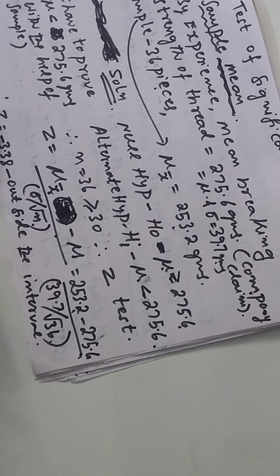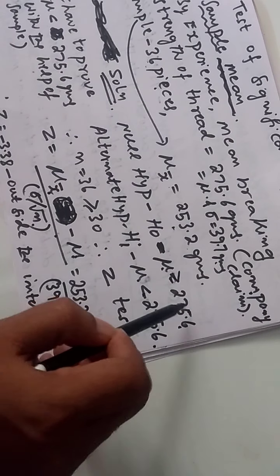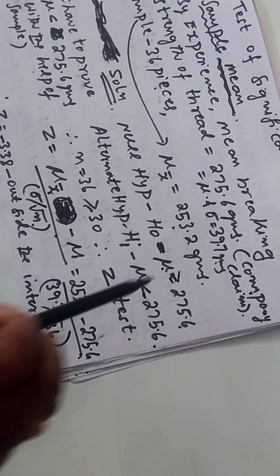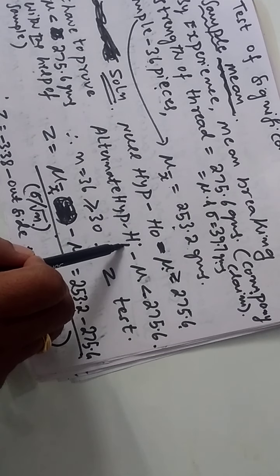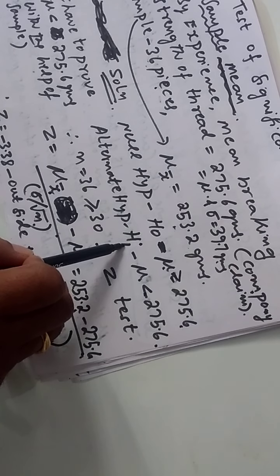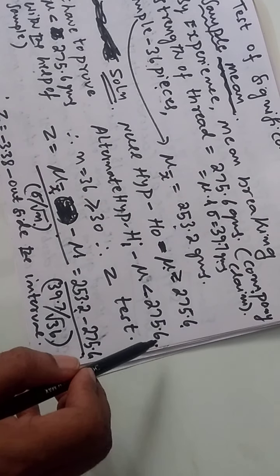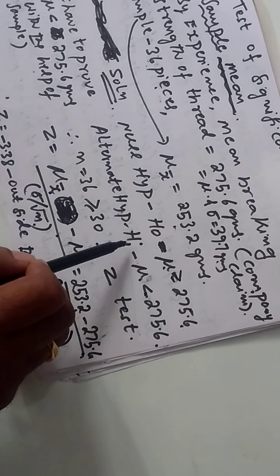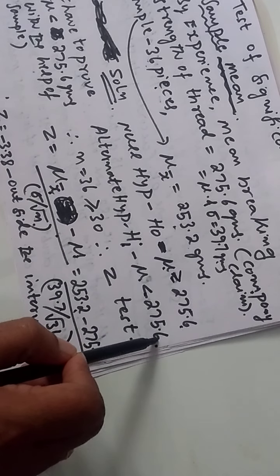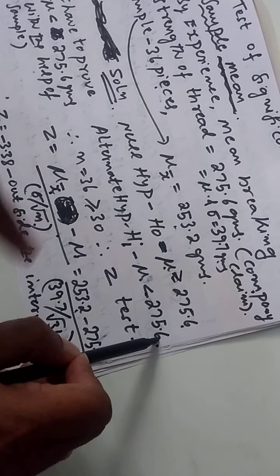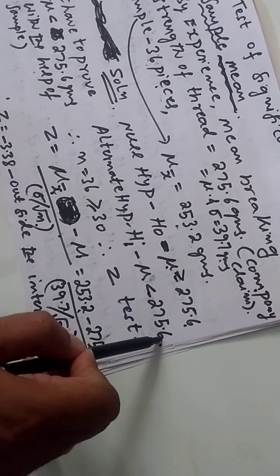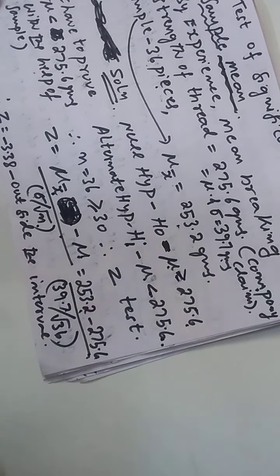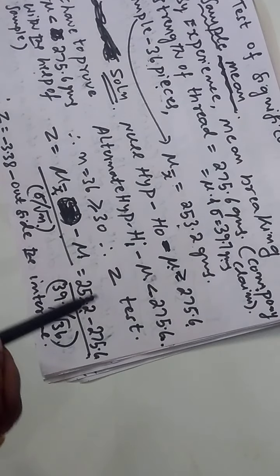When you find this, you are getting z equal to minus 3.38. I am using a one-tail test because of the alternative hypothesis. Selecting the test depends on the alternative hypothesis. Suppose the alternative hypothesis is mu not equal to 275.6. Then mu may be greater than 275.6 or less than 275.6, so both sides are there. Therefore, I have to make use of a two-sided test.